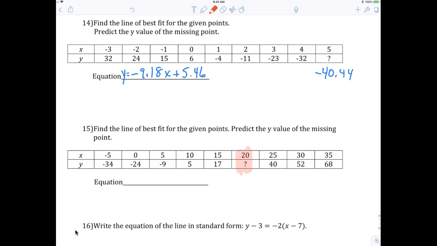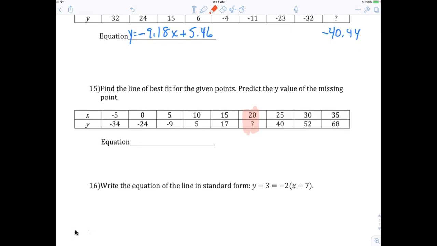All right, someone tell me the equation for number 15. Harrison, go. It's y equals, oh, I did the 3. So I did 2.525x minus 21.926. Okay, double check him, please. Is everybody okay with that? Y equals 2.52x minus 21.926. Any issues?